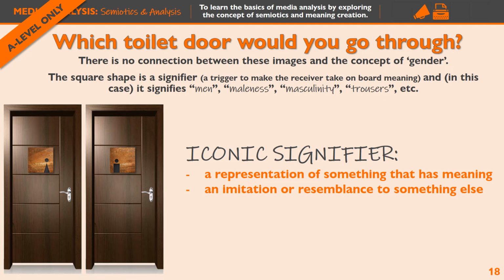You can see the one on the left here has a triangle with a circle on top, and the one on the right has a square or rectangle with a circle on top. So there's no connection, really, between those images and the concept of gender. Now, we would interpret them as being items of clothing, a dress and trousers maybe, but it's not a picture of a male and female. It's not anything specific to do with a male and female.